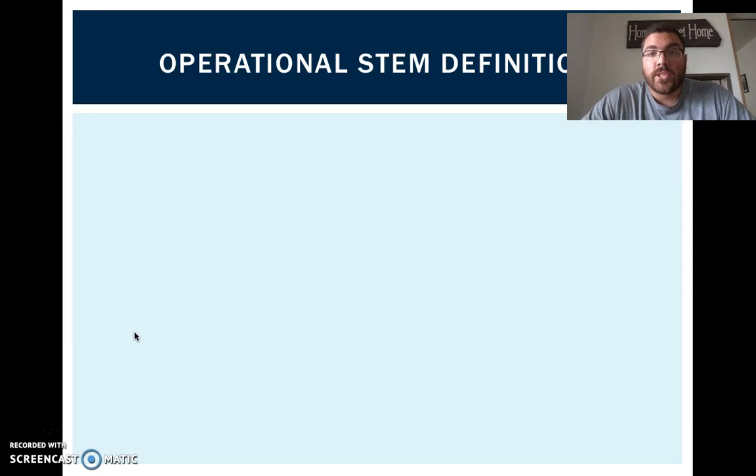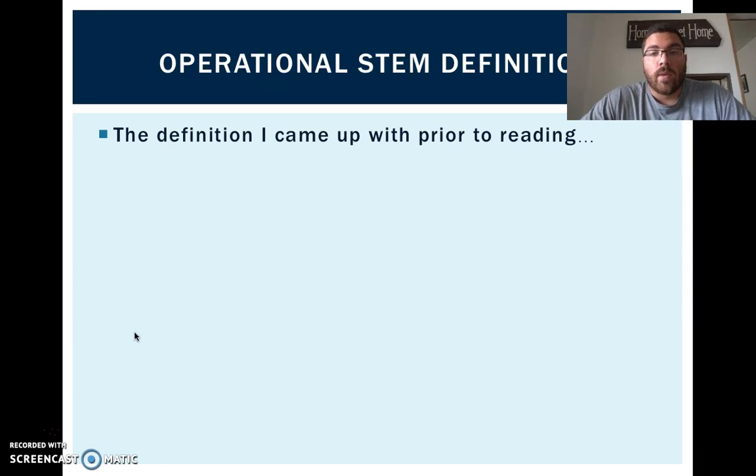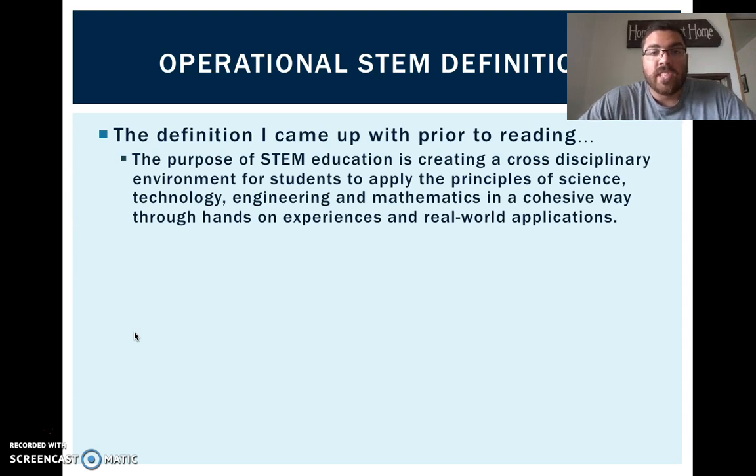My operational STEM definition, the one that I came up with prior to doing my reading, was: the purpose of STEM education is creating a cross-disciplinary environment for students to apply the principles of science, technology, engineering, and mathematics in a cohesive way through hands-on experiences and real-world applications.